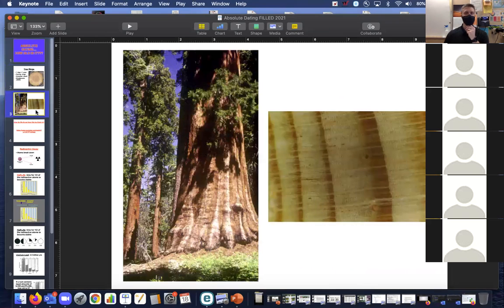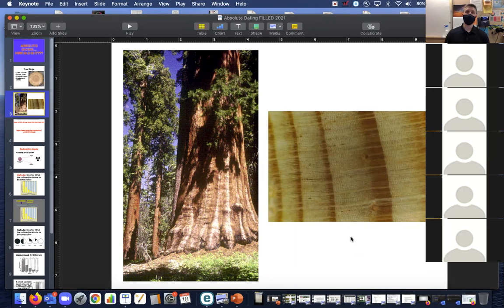On this slide, this shows one of the sequoias or redwoods, which are huge trees. And this is a close-up of some tree rings. And in addition to telling us the age of the tree, rings also give scientists kind of a picture of how much moisture was available to those trees as they were growing.